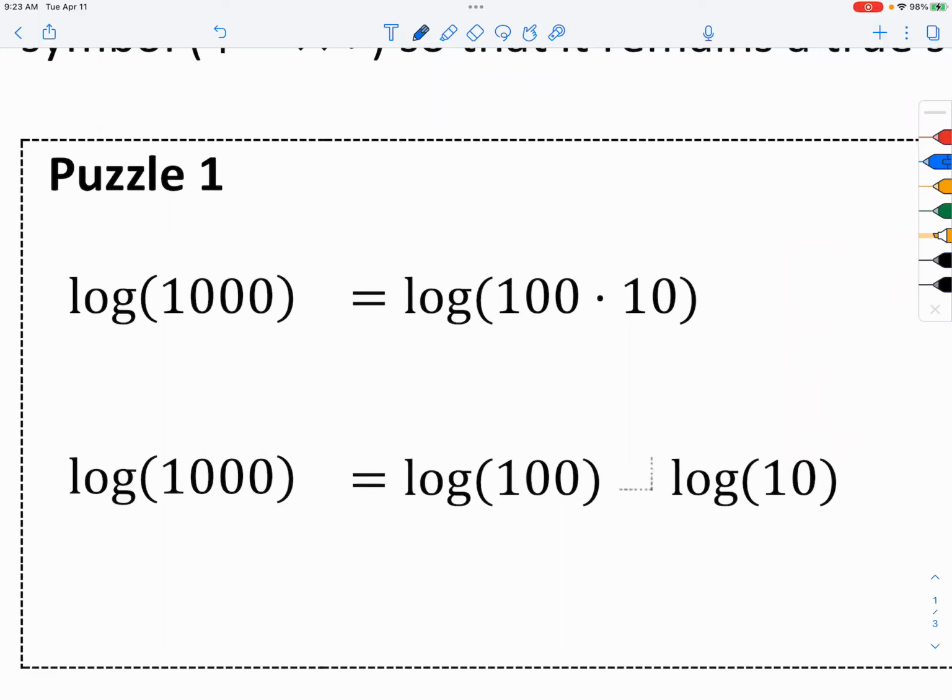Now we have log 1,000 on the left, and on the right, I'm changing the way to write down the number 1,000. I'm writing the 1,000 as 100 times 10. I hope you're okay with me writing 100 times 10 in place of 1,000. The challenge is this. There's a little box right here. I'm not sure if it's printed very well on your paper. There's a little box right here. And your challenge is to decide whether to put a plus, minus, multiply, or divide into this little box to maintain a true statement.